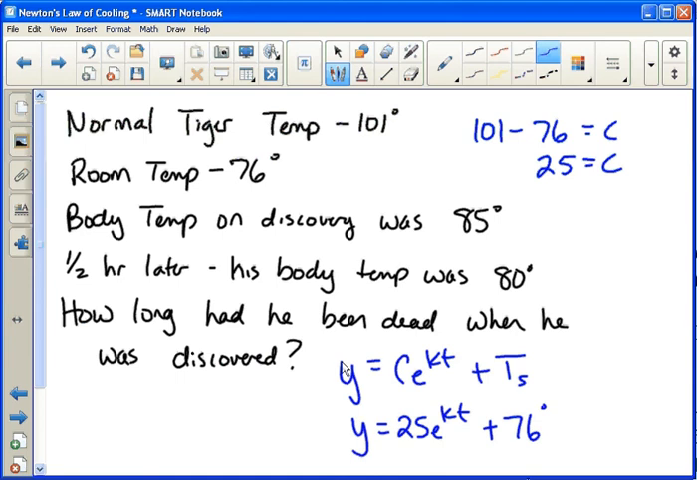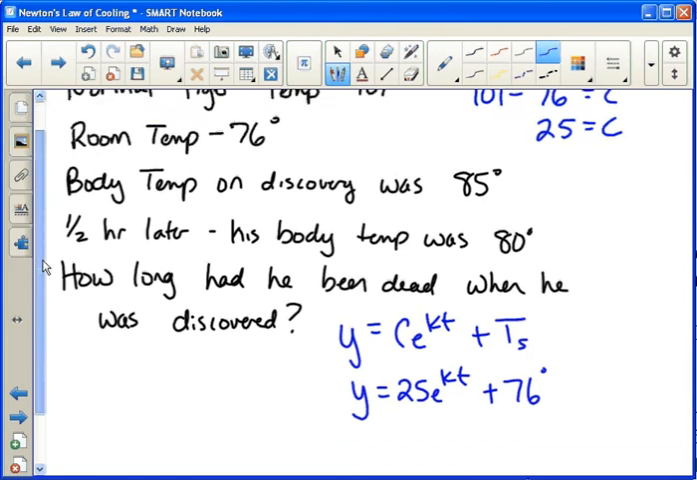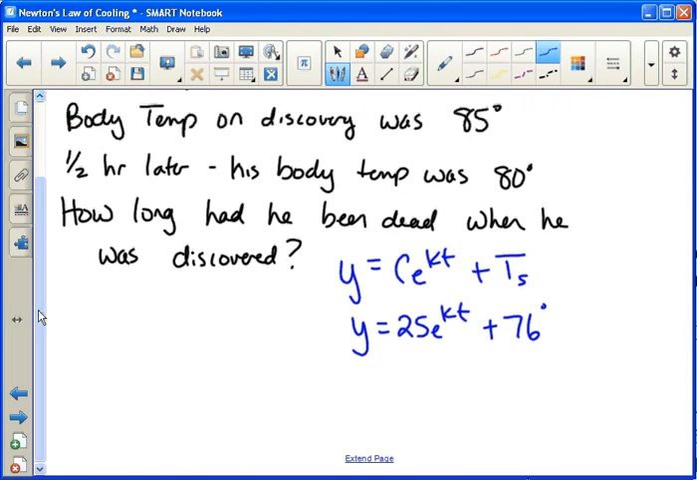Okay, now the only thing we don't know that would complete our equation here is the k. And this actually gets a little bit complicated, so make sure you follow me real closely here. We're given two data points. We're given the fact that when he was discovered, he was 85 degrees, and a half hour later, or 30 minutes later, he was 80 degrees. So here's what we're going to do. We're going to plug 85 in for y, the temperature of his body.